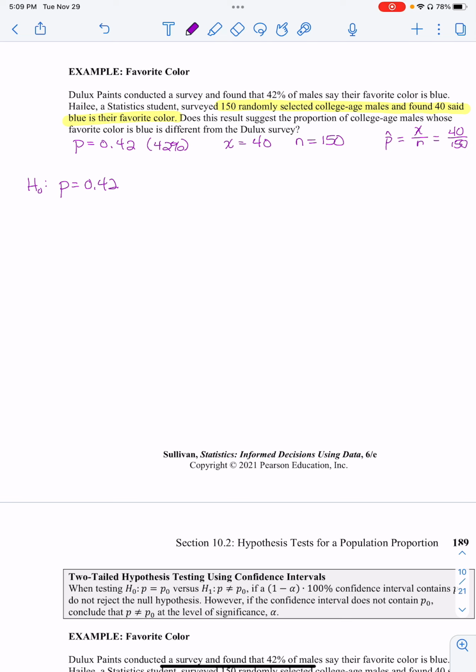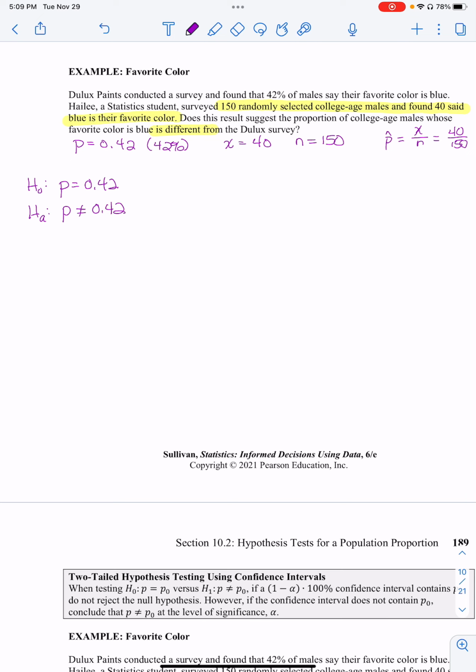And then what the statistics student wanted to know is whether or not the proportion of college-age males whose favorite color is blue is different from the Dulux survey. So we just want it to be different. We don't care whether it's greater than or less than, so we want p not equal to 0.42.